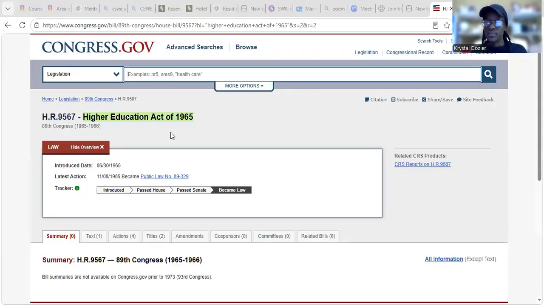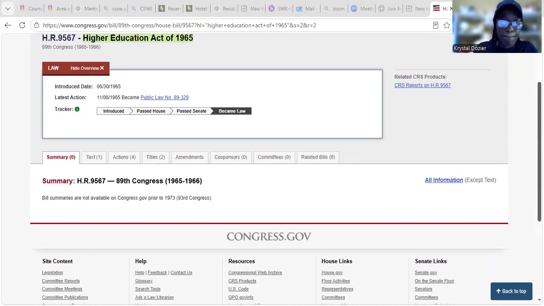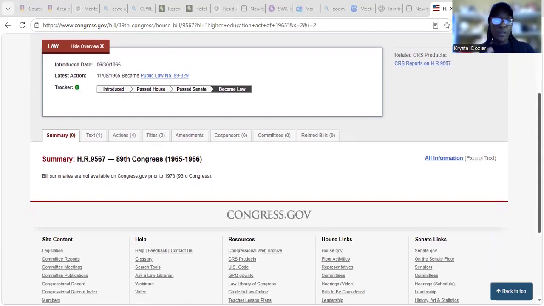Oh my goodness. This is where we get into the meat of it. This is the stressful part because this is an older policy. Some of you, depending on where your policy comes in or out, may see a summary, because your summary would kind of give you an overview of what the policy is about. Bill summaries are not available on congress.gov prior to 1973, right? So, where am I going to find the summary?